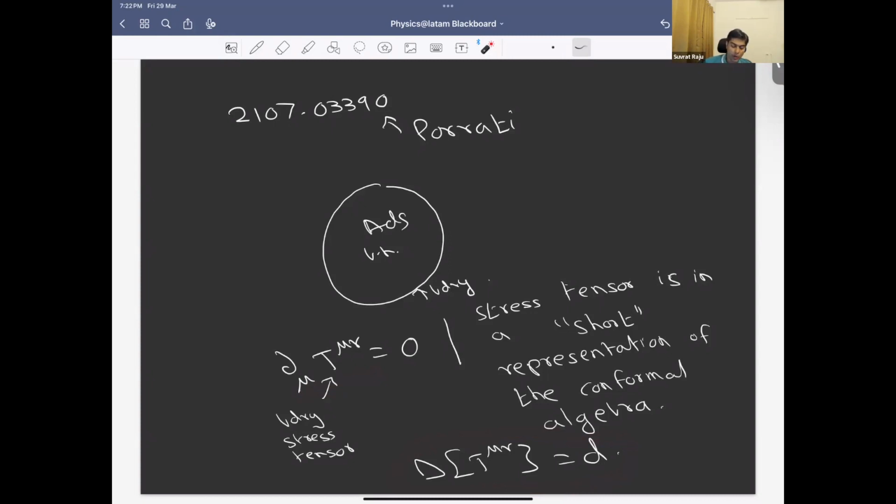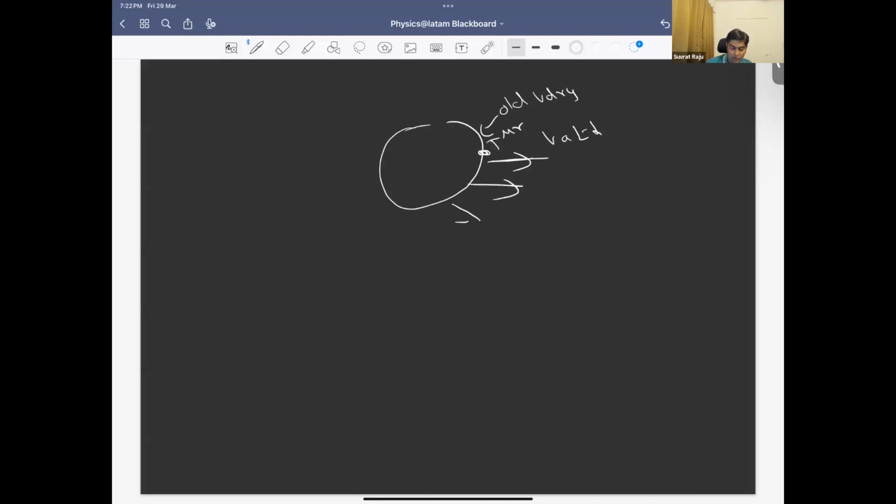Now, what happens when you couple things to a bath? This is the old boundary. But now you have this bath here. Well, the stress tensor is still living here. I mean, it's an operator still. But now it's not conserved because clearly, energy is going to flow out, right? So d mu T mu nu is not equal to 0 in the presence of a bath. I hope this is clear.